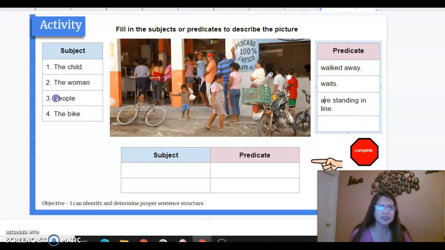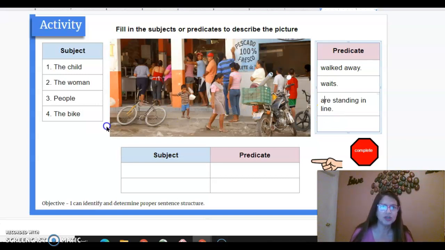All right, let's read the sentence now. People are standing in line. Who is the subject? Who are we talking about? People. What are they doing? Are standing in line. Okay, that makes sense. That's a complete sentence. I have the subject, people, and I have the predicate, are standing in line.